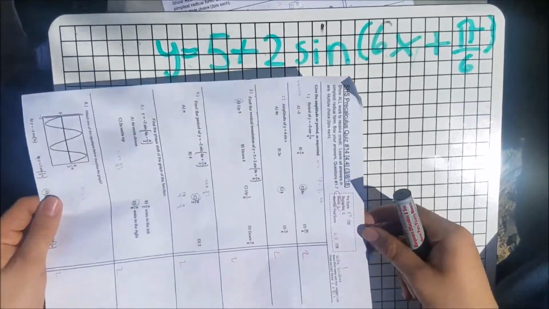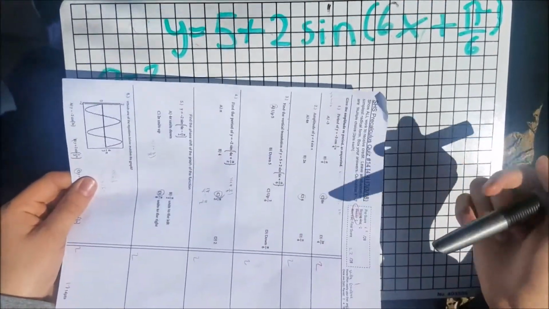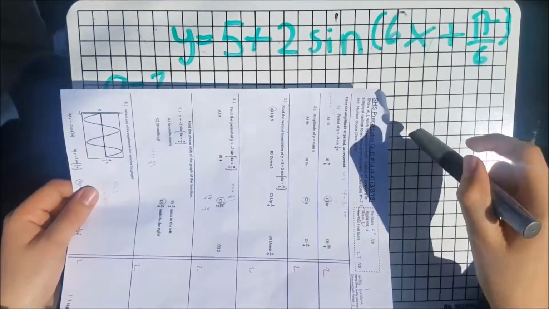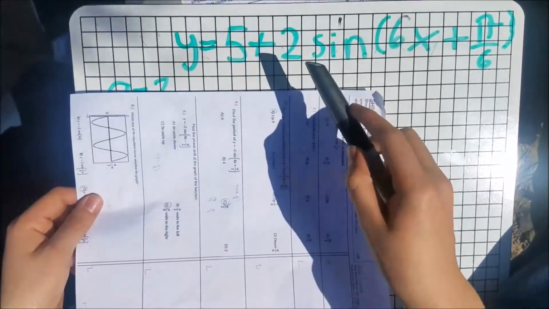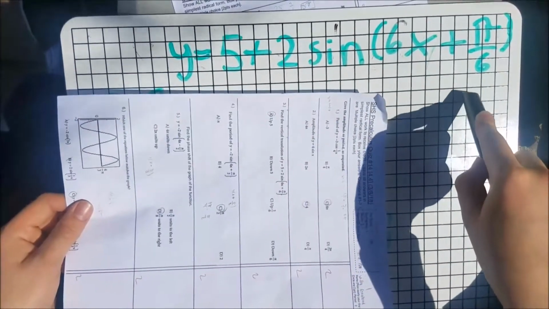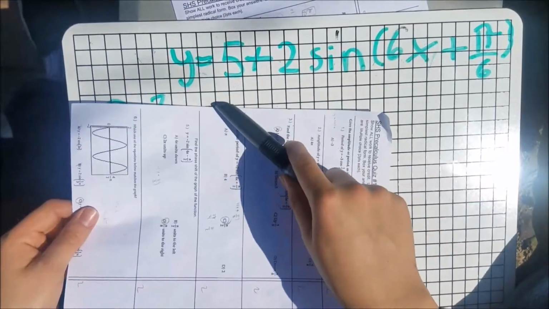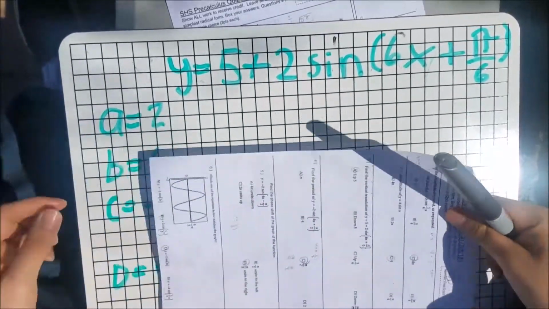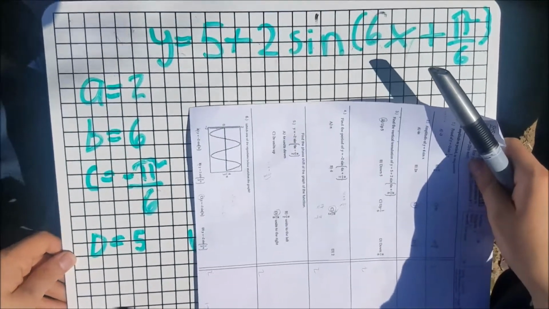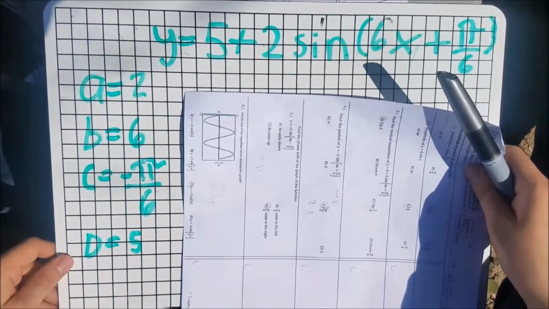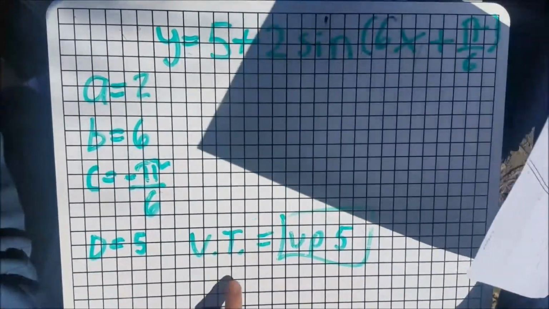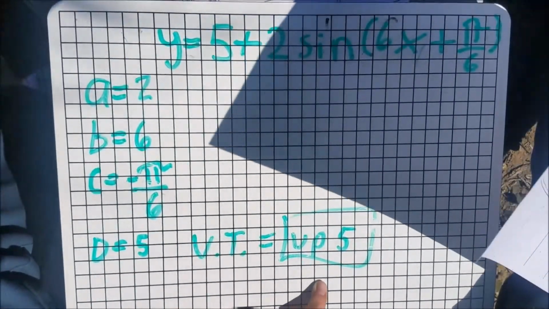So you want to find the vertical translation for y equals 5 plus 2 sine of 6x plus pi over 6. What you want to do is label your equation. So 2 is going to be a, 6 is going to be b, c is going to be pi over 6, and then d is going to be 5. With all these labeled, d is the one letter that determines whether you're going up or down on the graph. Since 5 is positive, you're going up 5. So your vertical translation is going to be going up 5.